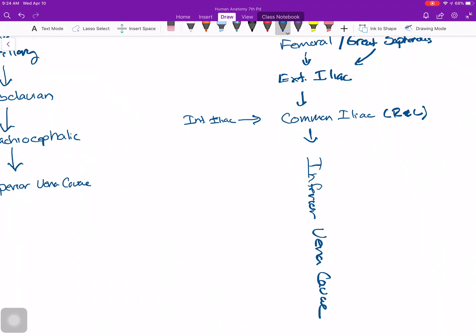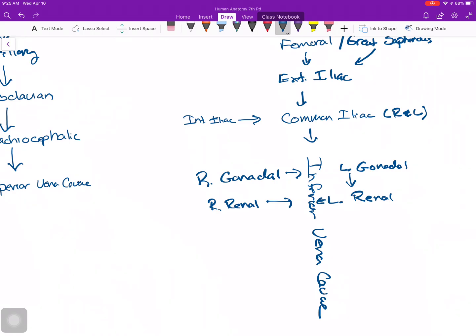First, you have the right gonadal. It empties directly into the inferior vena cava. Then you have the right renal. And you have the left renal. Now, the only reason, guys, that I am separating those two out is that the left gonadal empties into the left renal before it empties into the inferior vena cava. So the right gonadal goes directly in there, but the left gonadal bypasses through the left renal.